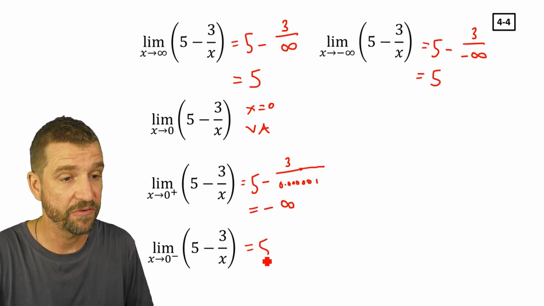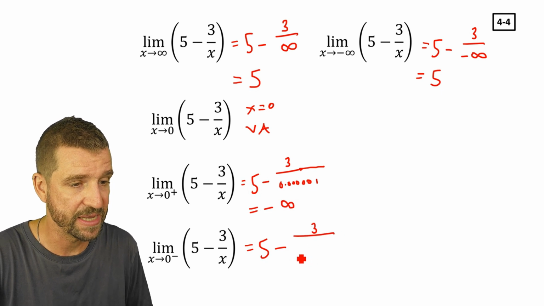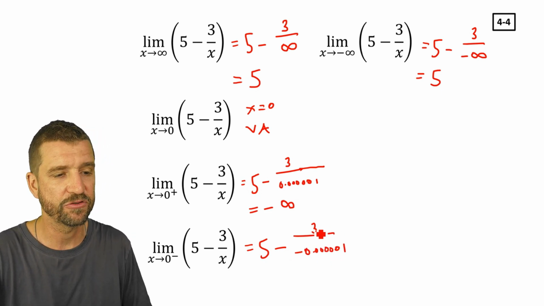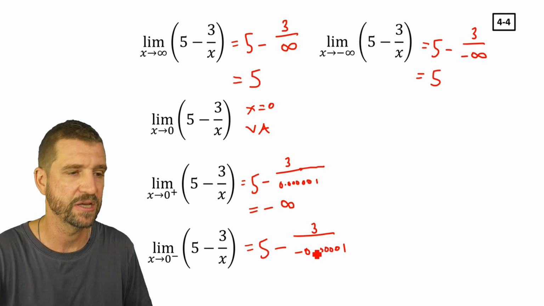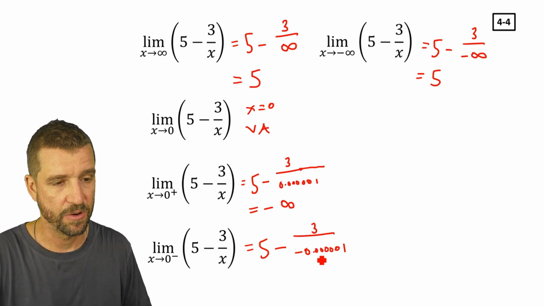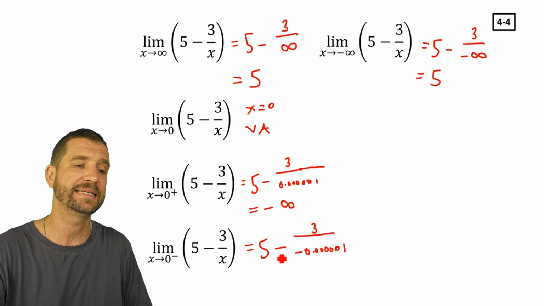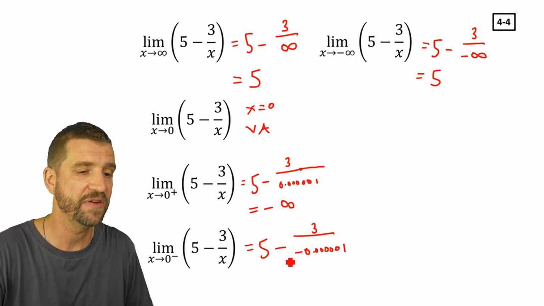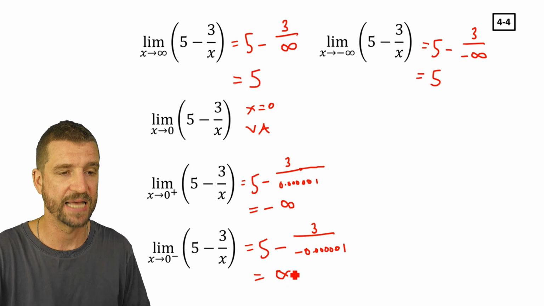As I approach 0 from the left, now that's just going to be a negative 0.001, which is like a negative 3 million, negative 30 million, right? So on and so forth. But a minus and a negative is going to make that positive. So that's going to be a 5 plus infinity, which is just going to be a positive infinity.